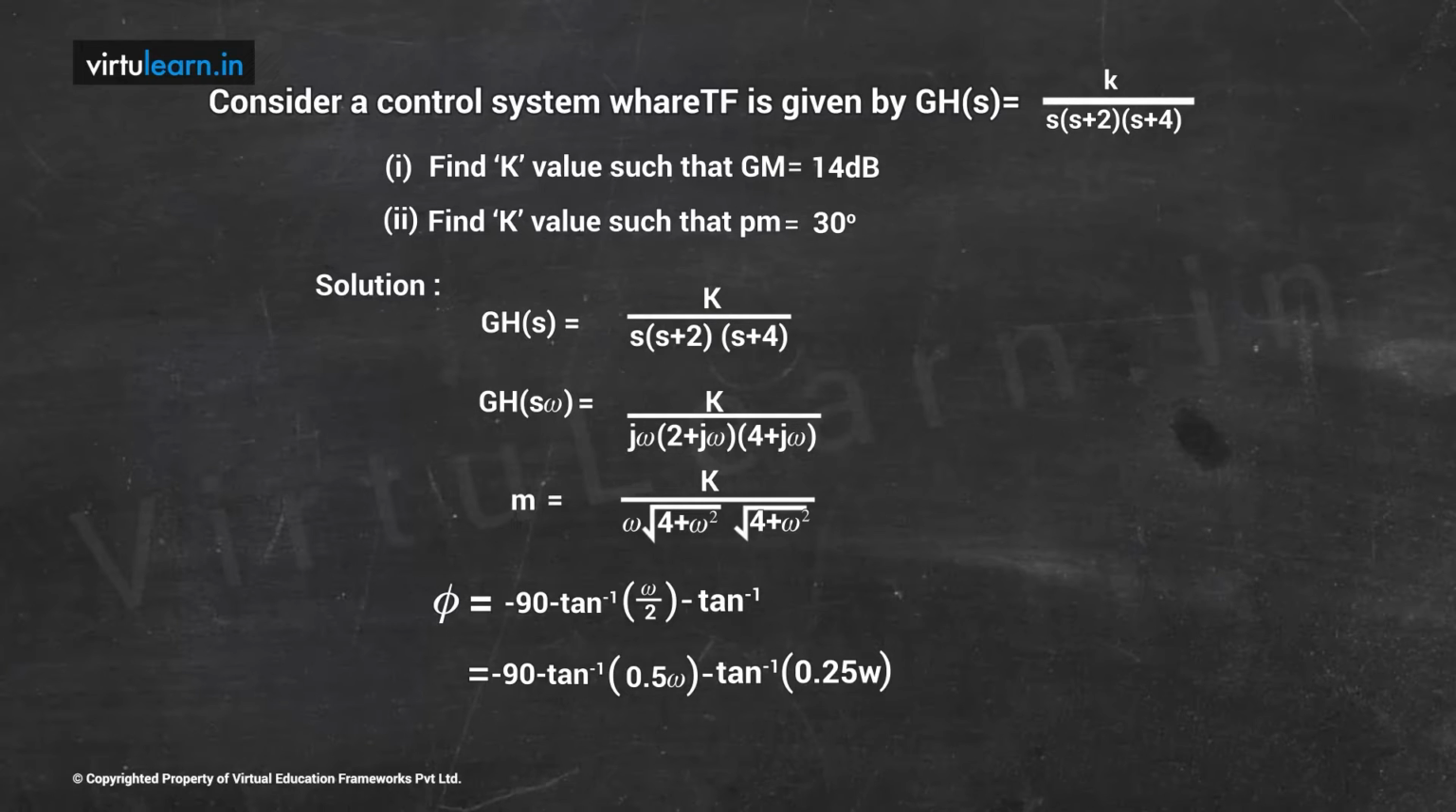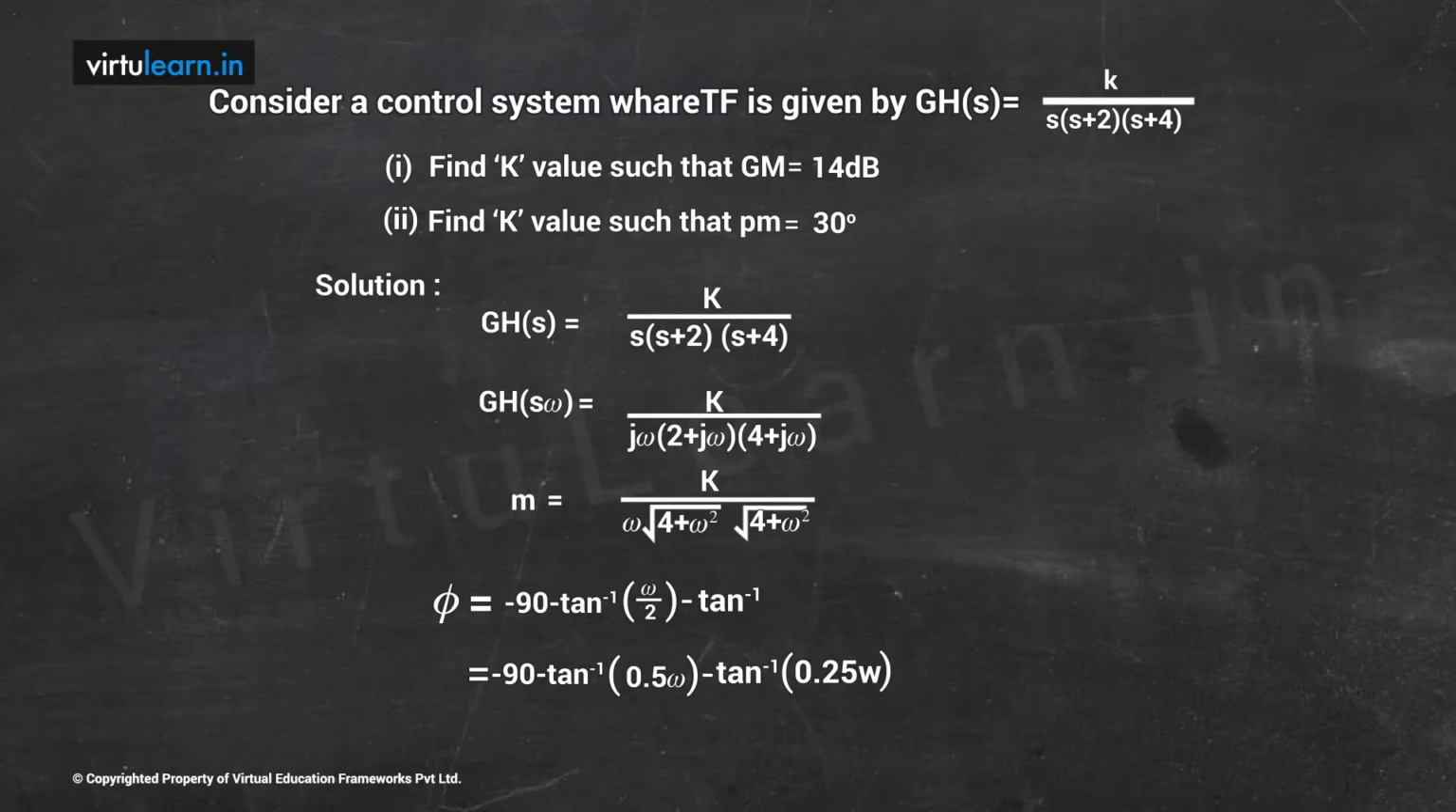Let us see how to find the first part. Before that, let us take the transfer function GH of S, that is K by S into S plus 2 into S plus 4. Substitute S is equal to J omega to get GH of J omega, which has numerator K divided by J omega into 2 plus J omega into 4 plus J omega. Write the magnitude expression.